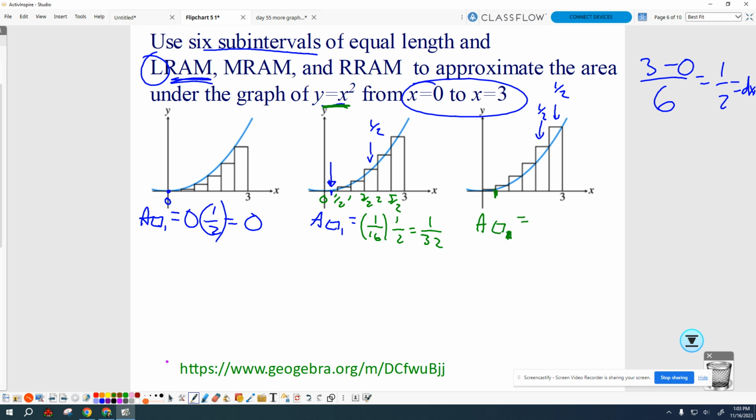This one, use the right endpoint to find height. What is the x value here? 1/2, so 1/2 squared times 1/2 is 1/8.